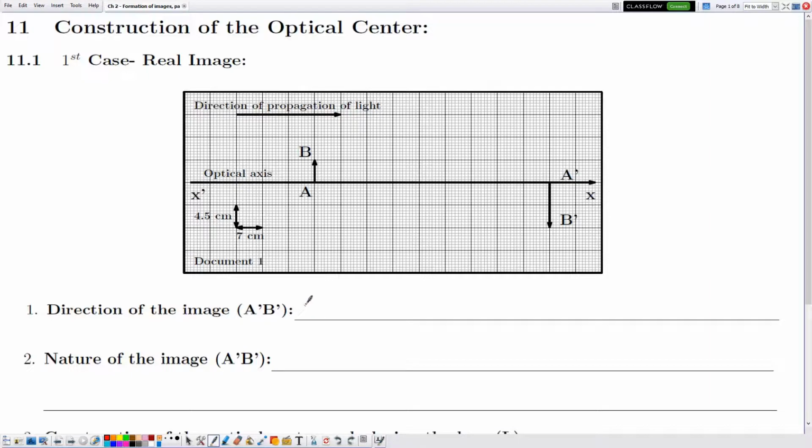Then let's say that the image A prime, B prime is inverted with respect to the object AB.